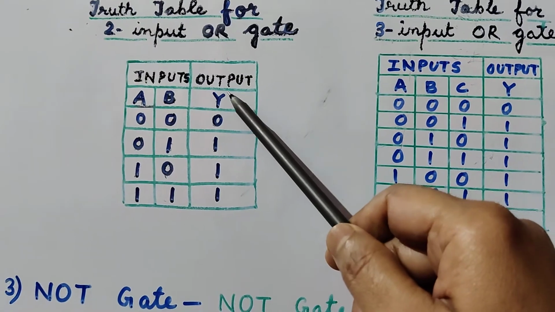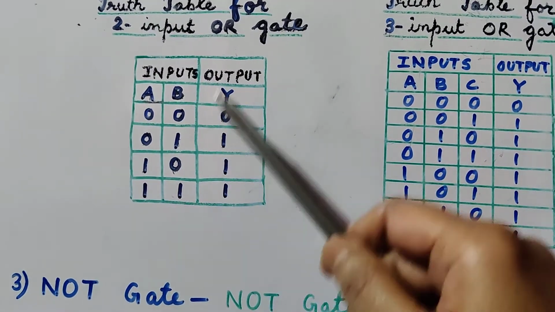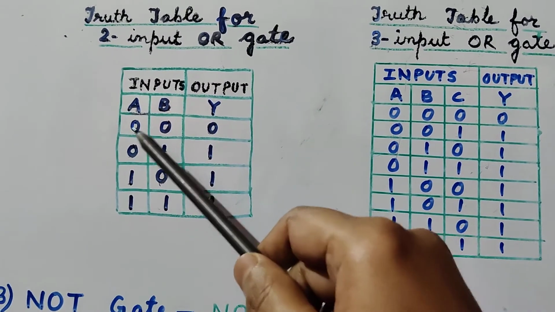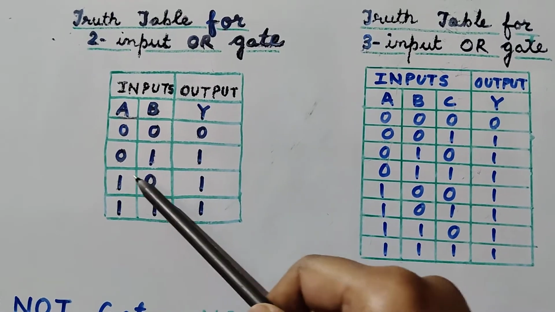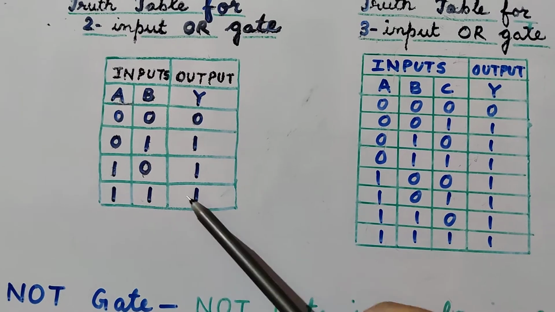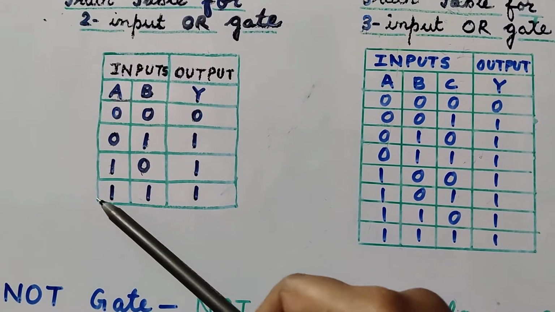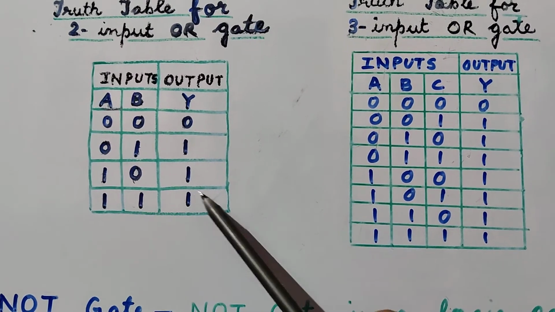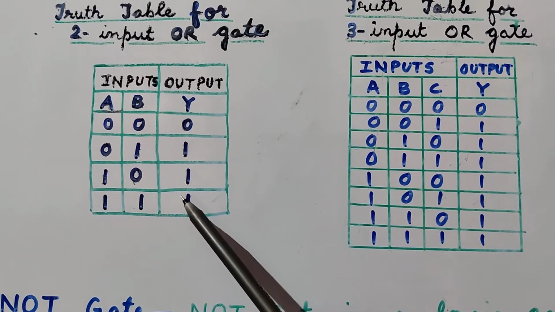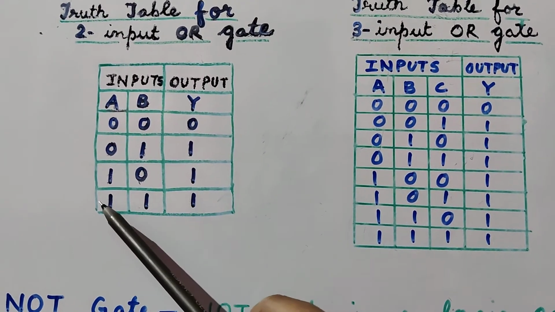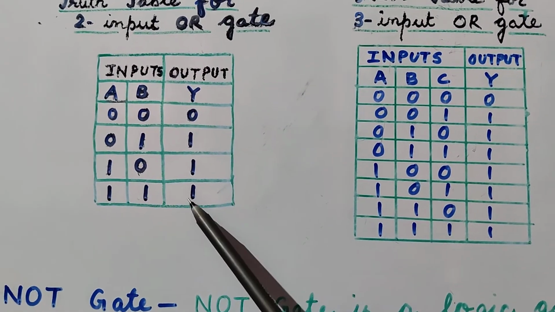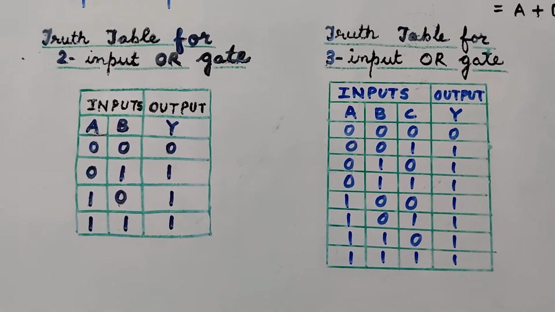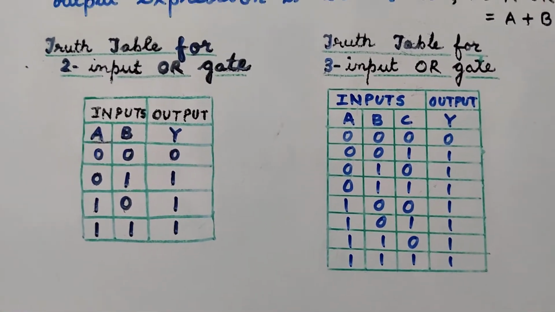When we find the output in each case, we get 0 plus 0 is 0, 0 plus 1 gives 1, 1 plus 0 gives 1, and 1 plus 1 is 1. We can understand this as high plus high gives high, true plus true gives true, positive plus positive gives positive. So we can write 1 plus 1 is equal to 1. That is why we say that these gates work on logic.